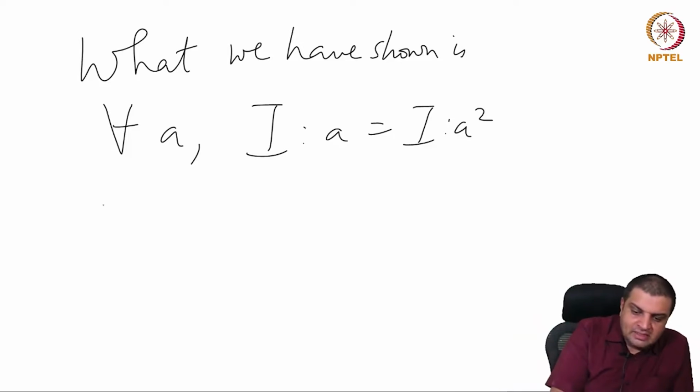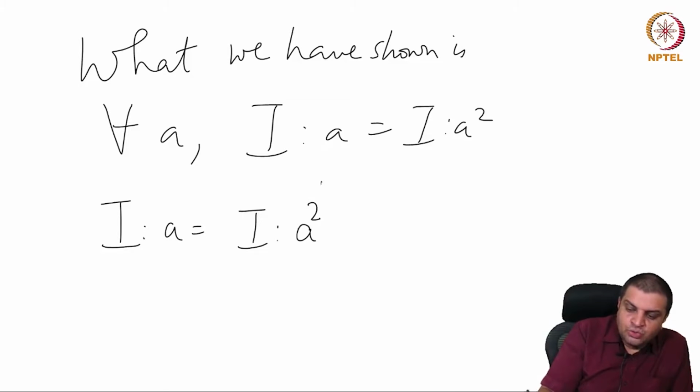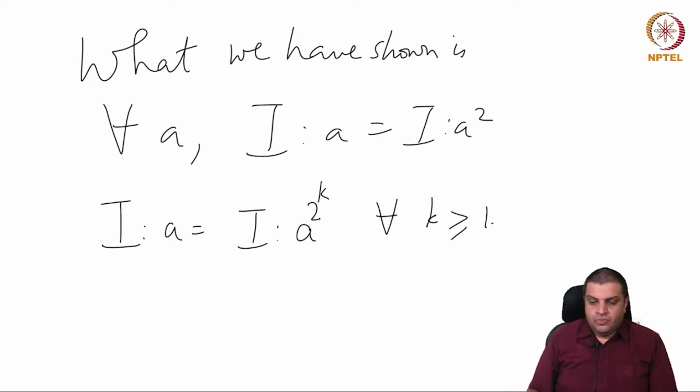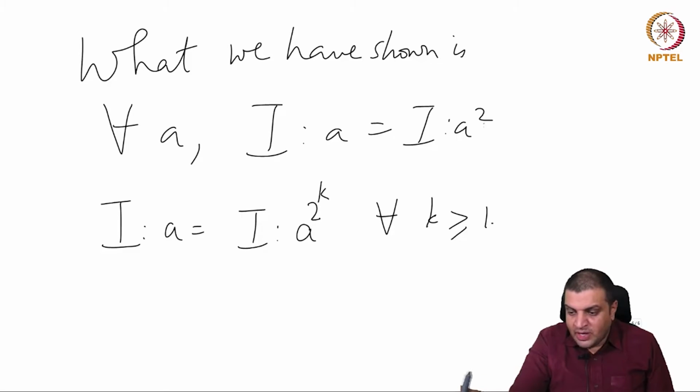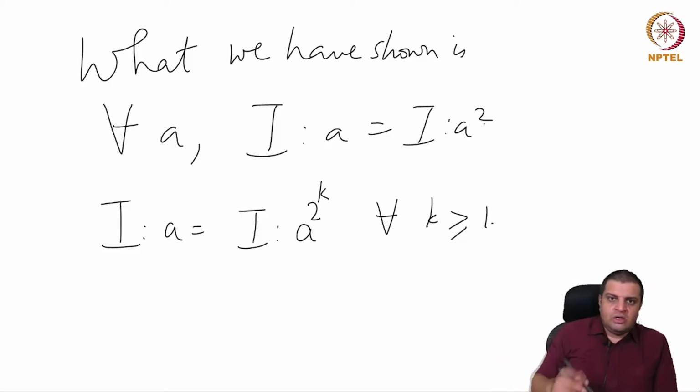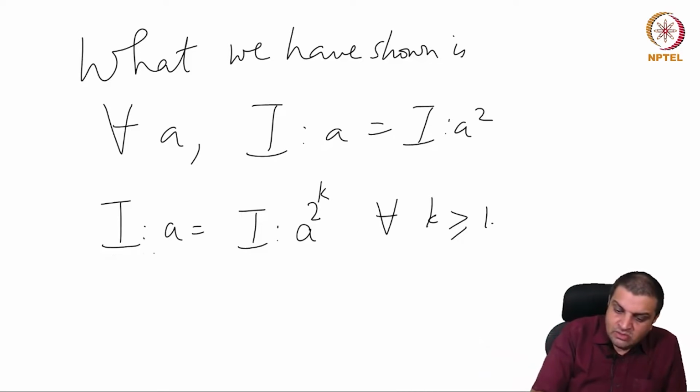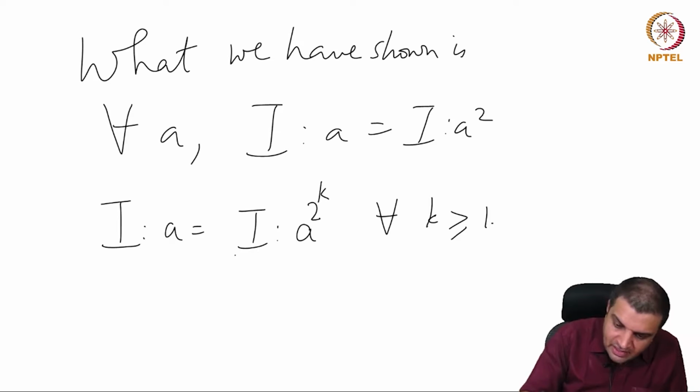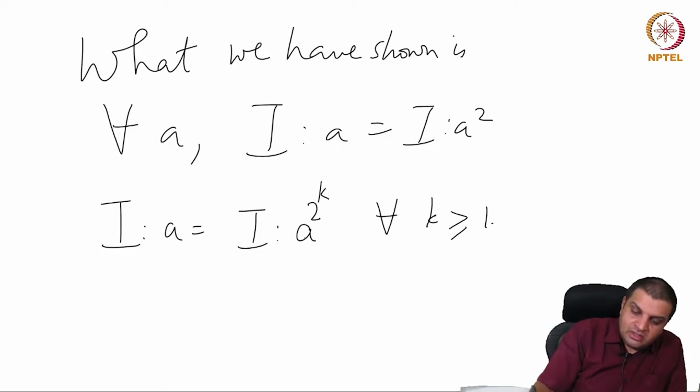Then we get that (I : a) equals (I : a^(2^k)) for every k greater than or equal to 1. Because if you do it with this, the square of a squared will be a to the 4th, and the square of that, and so on. So we will get that for infinitely many exponents of a, (I : a to that exponent) is (I : a).